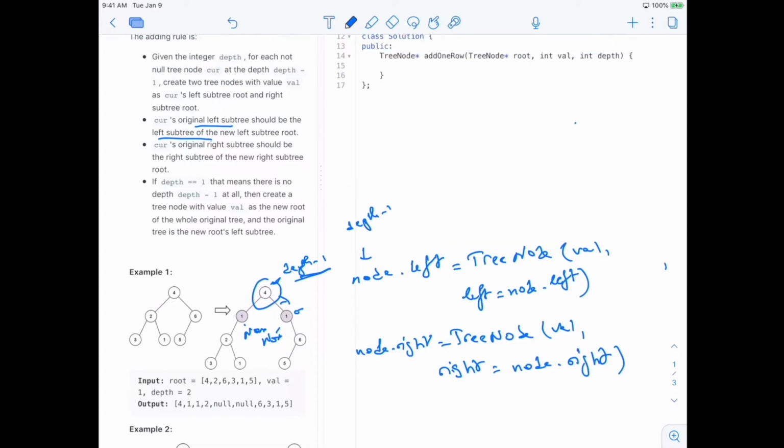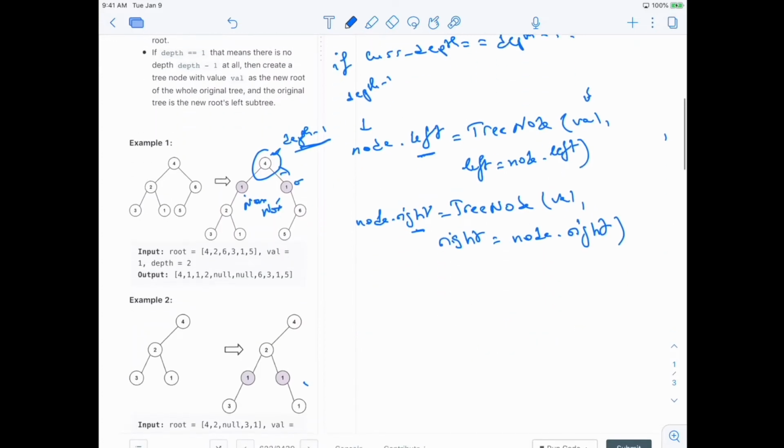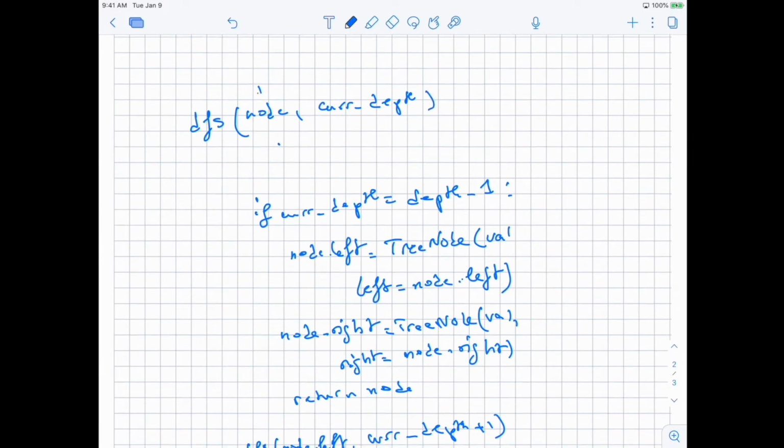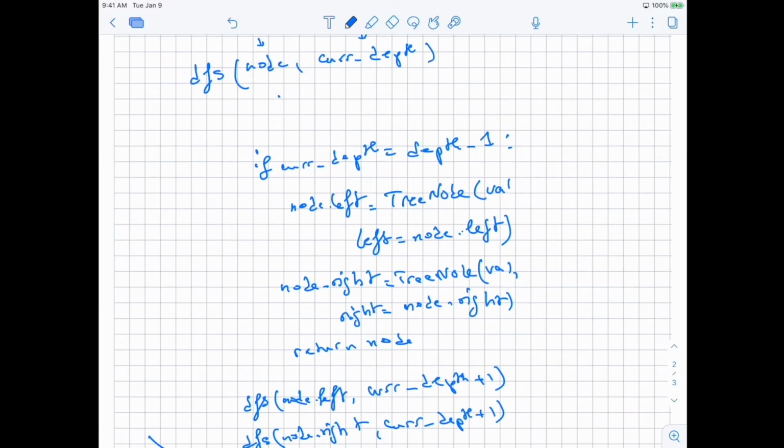And when do we want to do this? Only if the current depth is equal to depth minus 1, right? Because we want the values at depth, which are node.left and node.right, to have a value of val, right? So this would be like the processing step in our DFS, and so that's what I have here. So our DFS will have a node and the current depth, and once the current depth is equal to depth minus 1, we will do the assignment.